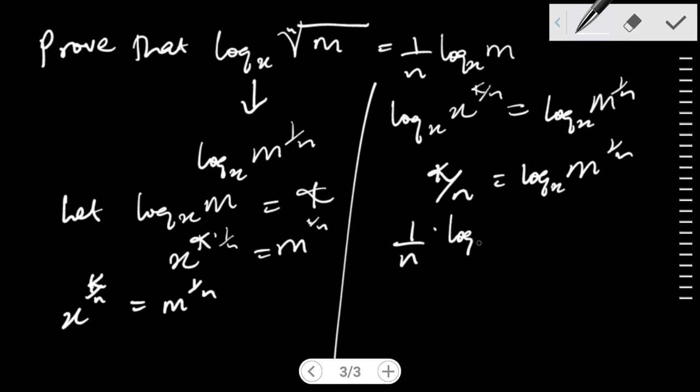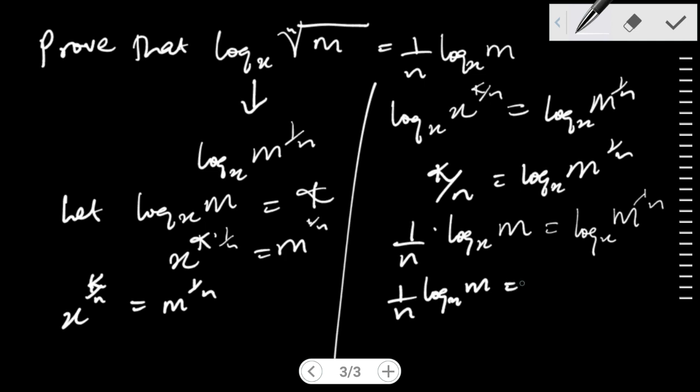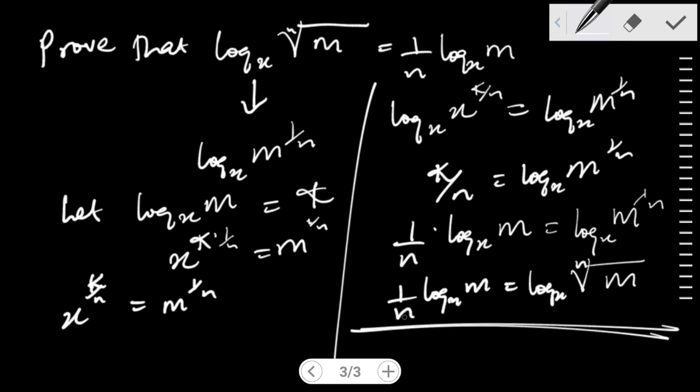So log of x m, which would be equal to log of x m to power 1 out of n. Therefore, in initial form, 1 out of n log of x m would be equal to log of x nth root of m. So this is how we would prove the above elementary rule of logarithm.